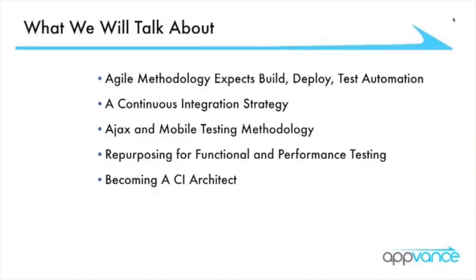So we have basically 5 topics to talk about. Kind of, how the Agile methodology came about, and the linkage from Agile methodology to the tools and processes to do automatic build, deployment, and test automation. Then we'll talk about a continuous integration strategy that hopefully will work well for you and your organization. And then we'll talk about how you move from continuous integration to continuous testing, and then how to repurpose those tests that you've built, maybe as functional tests, to be performance tests. And then hopefully along the way, you'll get enough information that I'll be able to urge you to become kind of an architect for your group.